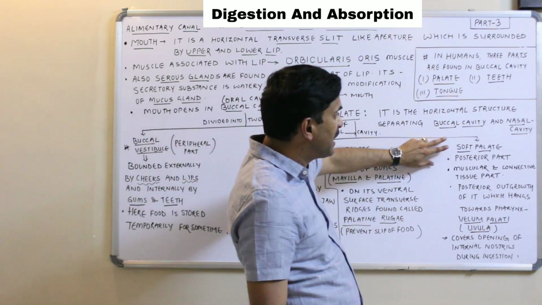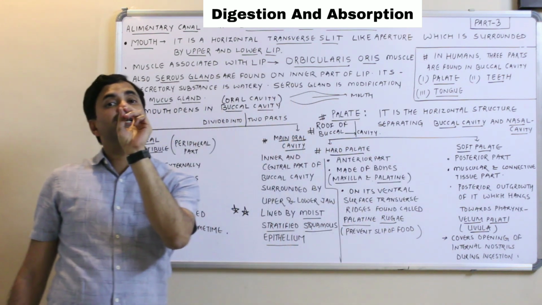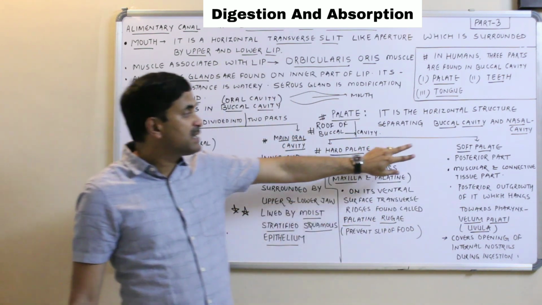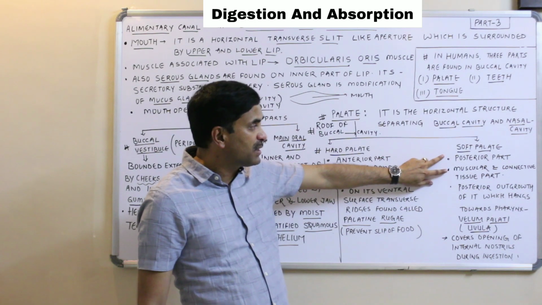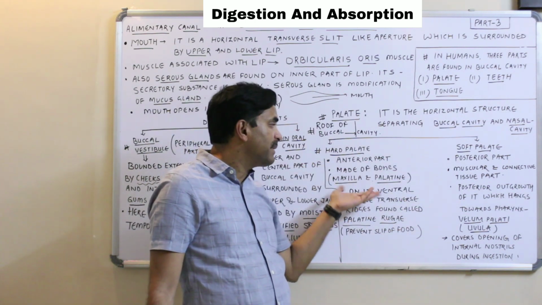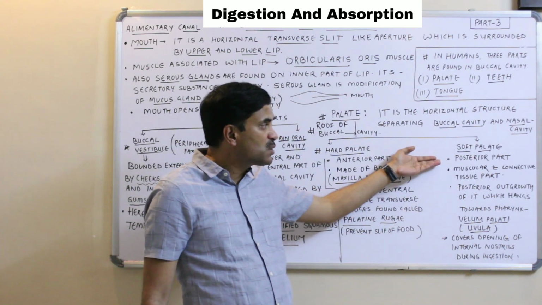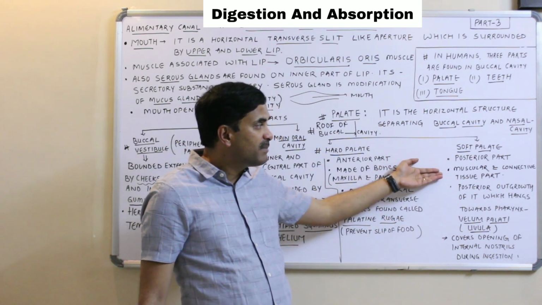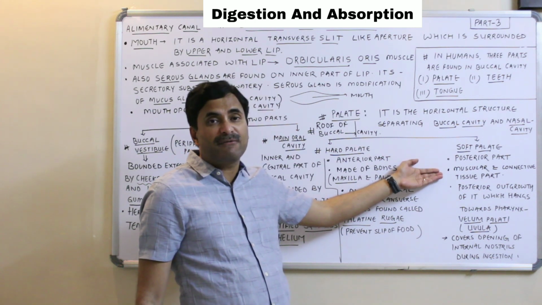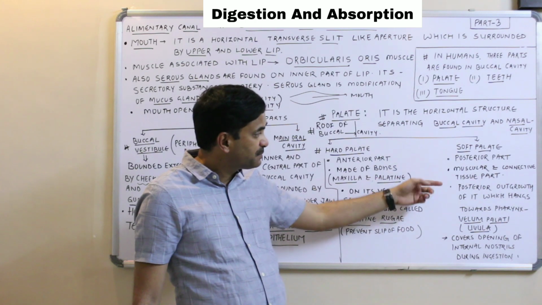Now coming to the soft palate. If we touch the palate from our posterior side, you will see that the soft palate is soft. Why? Because it is not made up of bones. The hard palate was hard because it is made up of bones. The soft palate is soft because it is not made up of bones. It is muscular and it is made up of connective tissue.